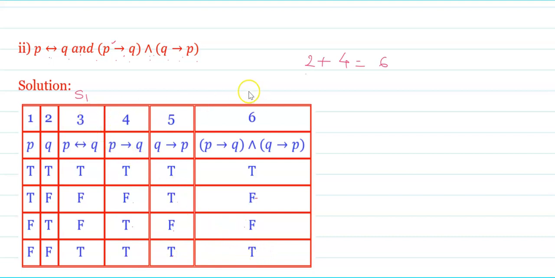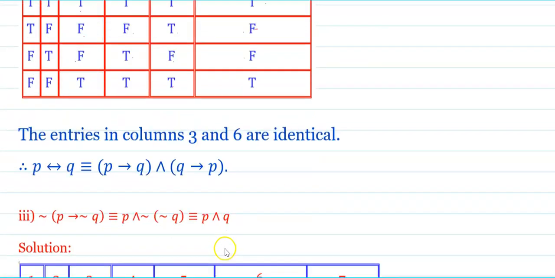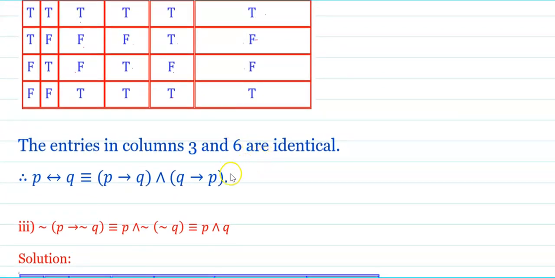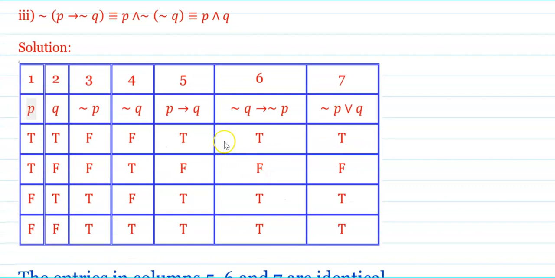Again, if you observe, column number 3 and 6 are identical: T, T, F, F, F, F, T, T. Okay, and in this way, since column number 3 and 6 are identical, the given statement pattern is identical.